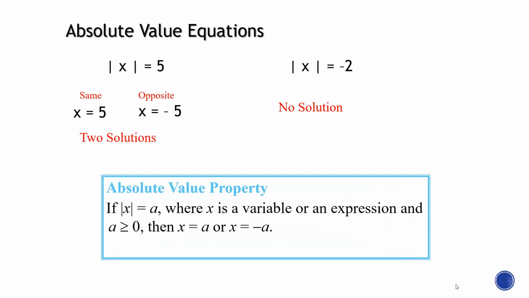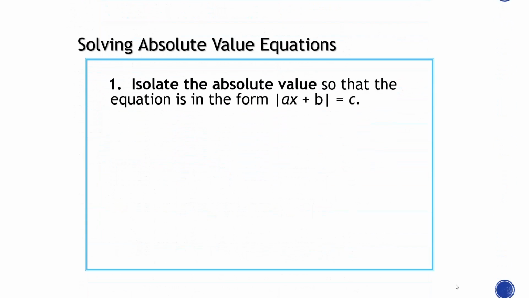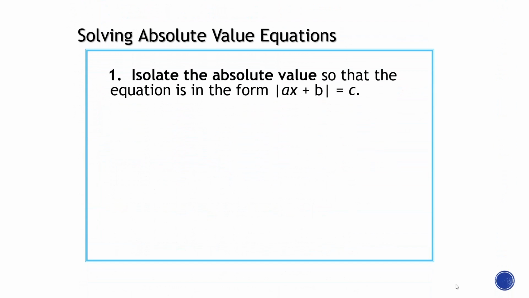So to summarize everything, the absolute value property indicates that if the absolute value of x is equal to a, where a is a variable or an expression, and a is greater than or equal to 0, then x is equal to a or x is equal to negative a. Now let's apply this absolute value property in solving absolute value equations. But we need to remember these three steps.